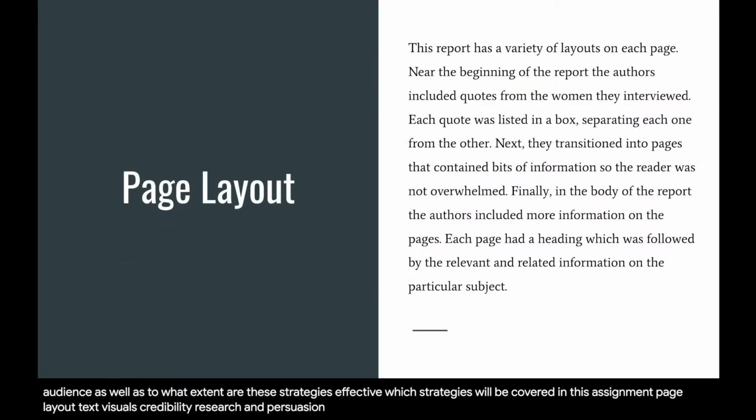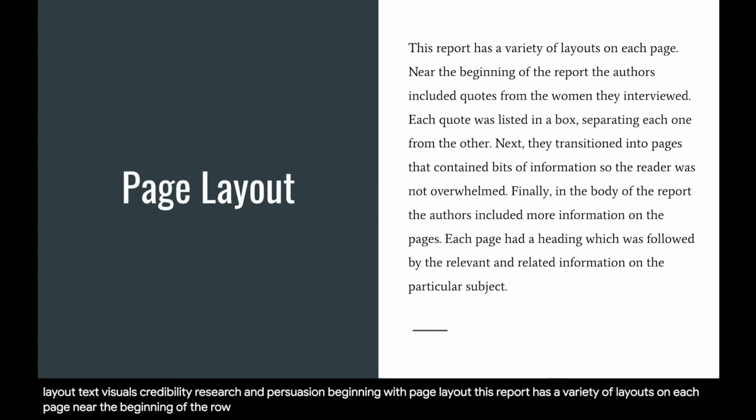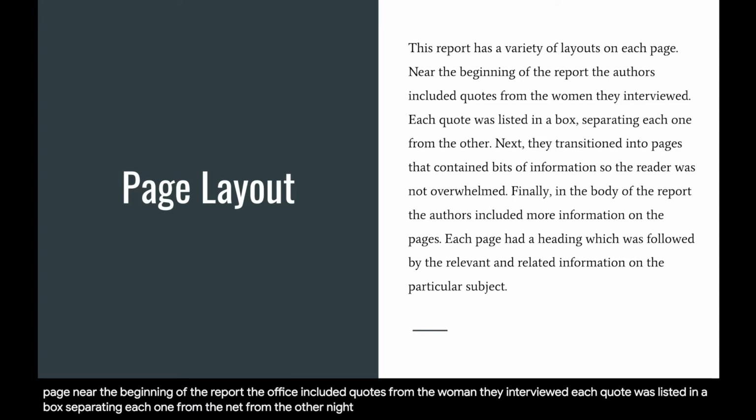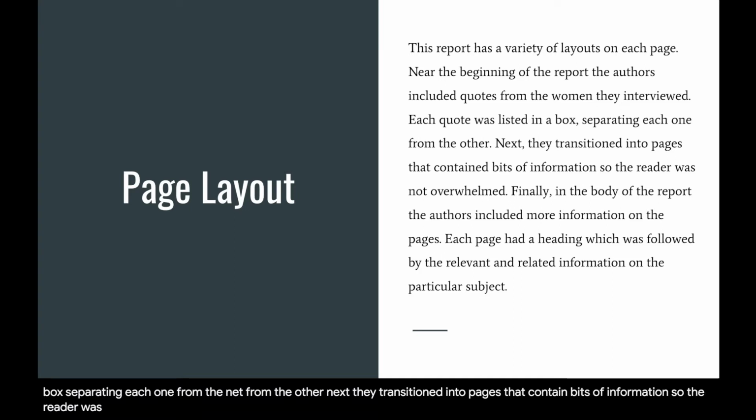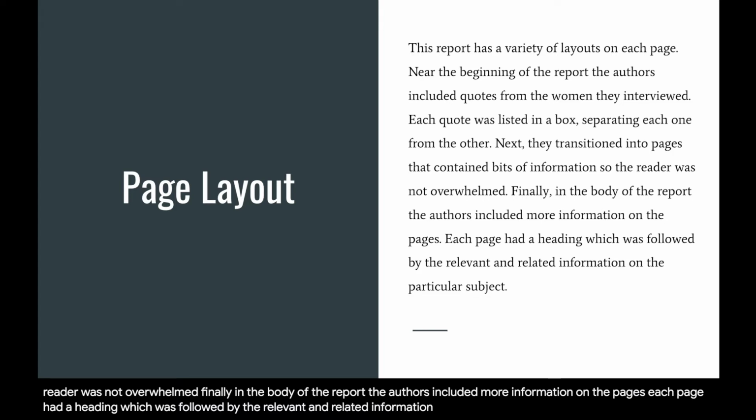Beginning with page layout. This report has a variety of layouts on each page. Near the beginning of the report, the authors included quotes from the women they interviewed. Each quote was listed in a box separating each one from the other. Next, they transitioned into pages that contained bits of information so the reader was not overwhelmed. Finally, in the body of the report, the authors included more information on the pages. Each page had a heading, which was followed by the relevant and related information on the particular subject.